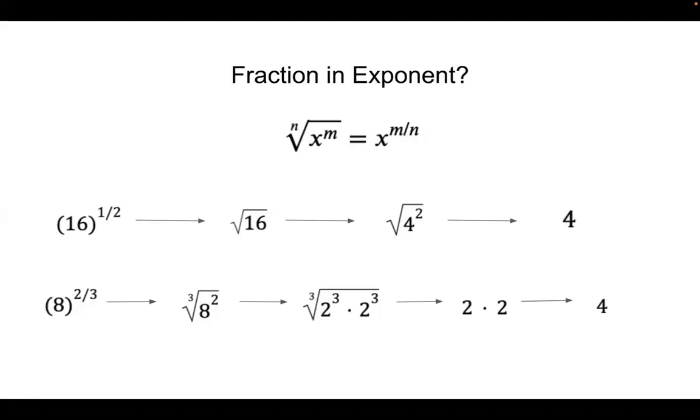If we have the nth root of x to the m, or if we look at the right side, x to the m over n, we would use m as our exponent and n as our degree of our root. Okay, so if we look at our first example on top, 16 to the 1/2, we would use our numerator of 1 as our exponent and 2 as our degree of our root.